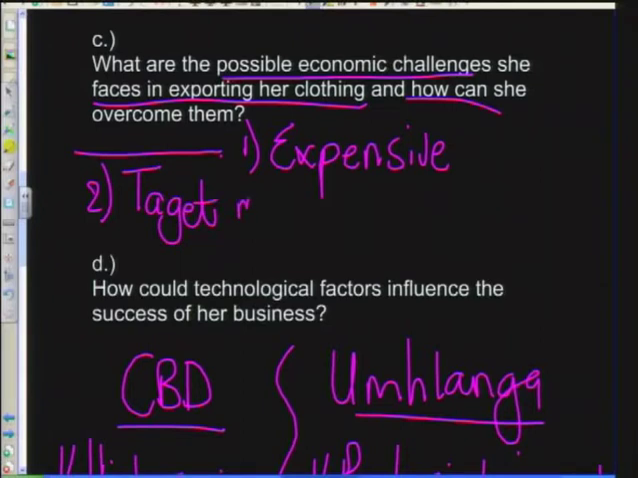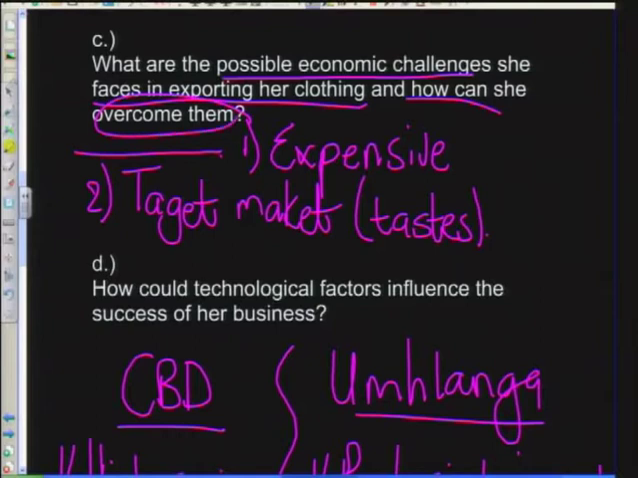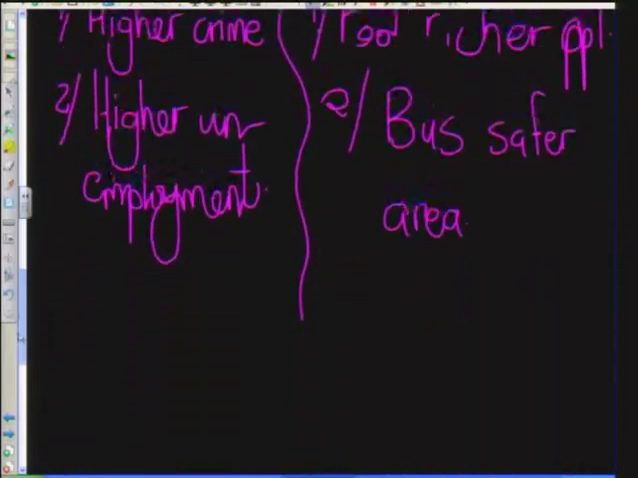And this will include tastes. Another easy way to remember this, think of the biltong issue. And the second part to this question: how can she overcome this issue? What issues? The issues of it being expensive, the issues of looking at different markets. Let's quickly do this here.